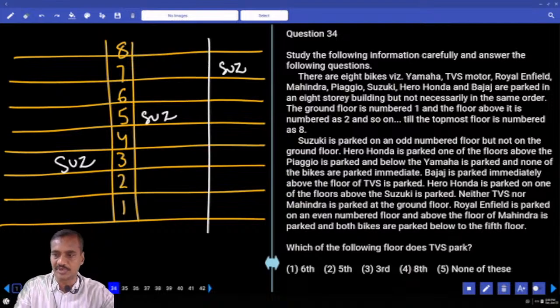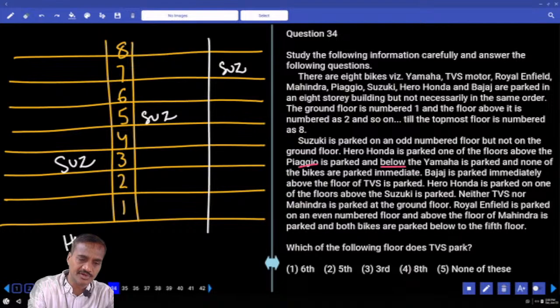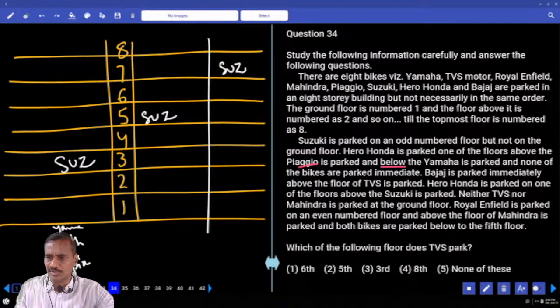And next one, Hero Honda is parked one of the floors above Piaggio and below Yamaha. And none of the bikes are immediate to each other. That is crucial information. These three bikes must be at least in alternate places, so these 3 cannot be together.